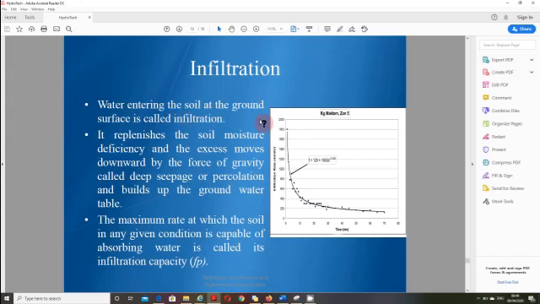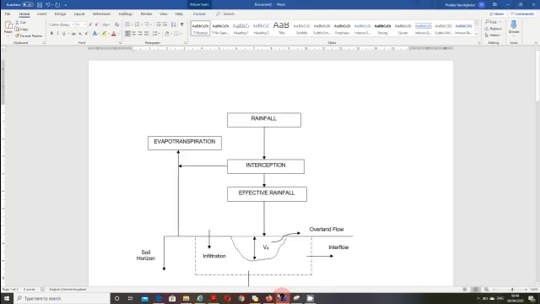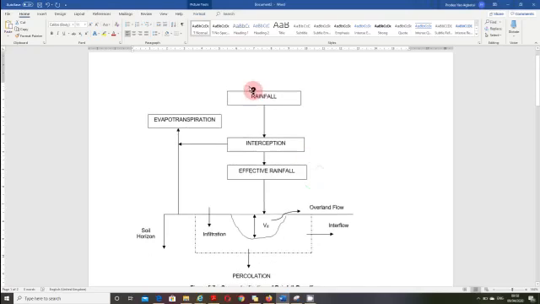So, what is infiltration? Infiltration is just water entering the soil at the ground surface, after it has satisfied evaporation and all the other components of the hydrologic cycle. Now, I will throw this up to show you what we mean by the concept.